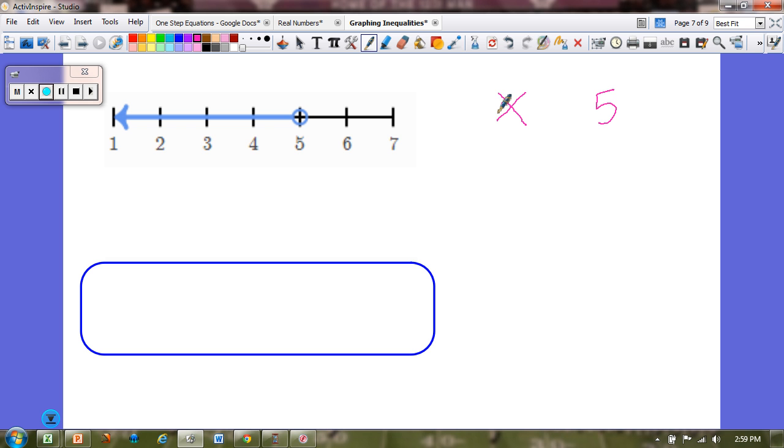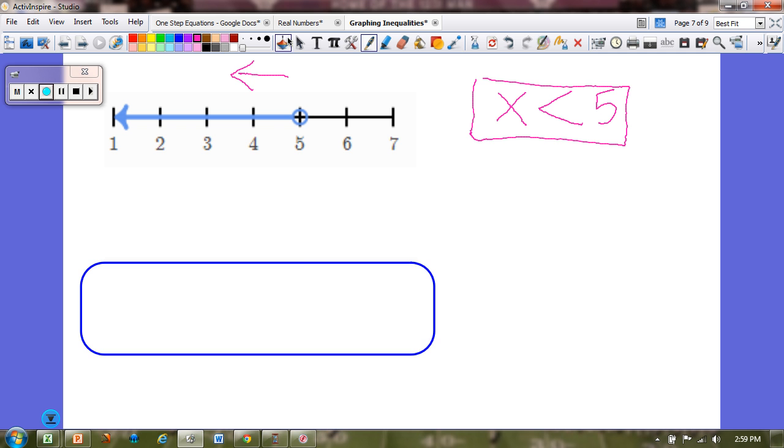And because I wrote my variable on the left side, I'm able to just draw the less than sign because my arrow is pointing this way. Now I look to see, is my 5 included in the answer? Is it filled in? Our answer is no, so we're not going to put an equal sign underneath it. So our answer for this case is x is less than 5.